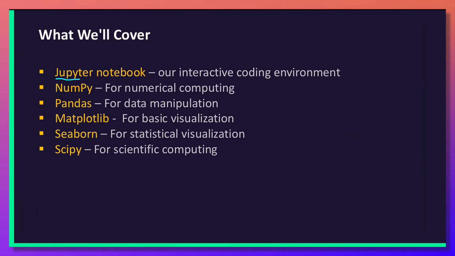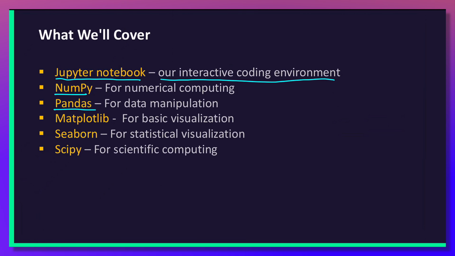We will need Jupyter Notebook. This is our interactive coding environment. We'll write all our code in Jupyter Notebook. Then we'll be using NumPy a lot. NumPy is great for creating arrays, matrices, mathematical operations, statistical calculations, random number generation, and there are many other features that NumPy provides, and that is the reason we'll be using NumPy extensively.